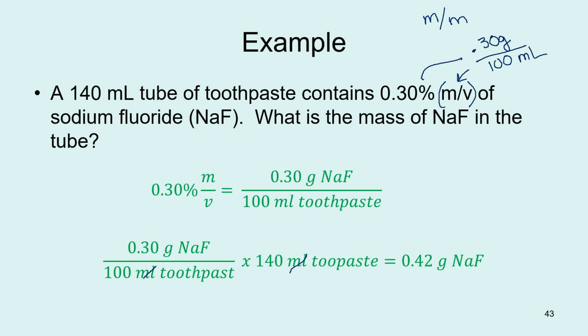Another way you can do it, if you like this better, I don't want to confuse people, but if we know it's 0.3 grams per 100 mL, the question is how many grams is there for 140 mL? It's basically the same setup, but you can cross multiply, so it's 0.3 times 140 divided by 100 will give you X, and you'll get the same answer. It's just a different way of looking at the problem.